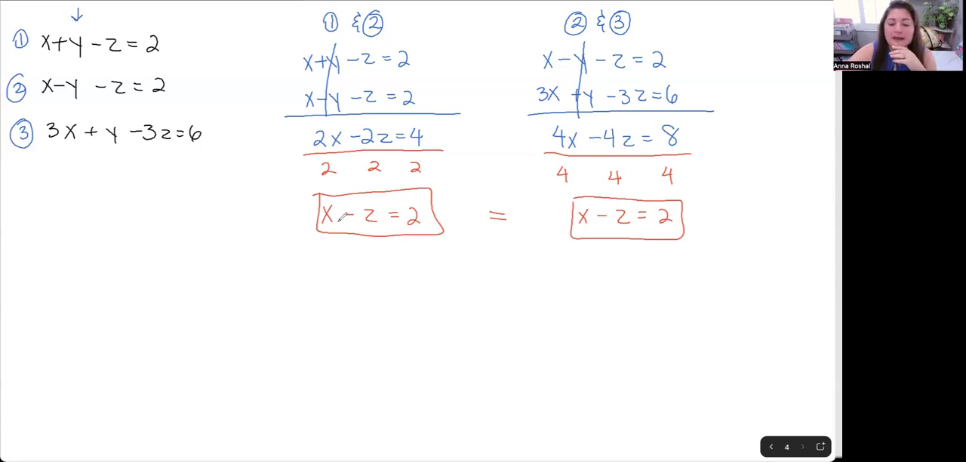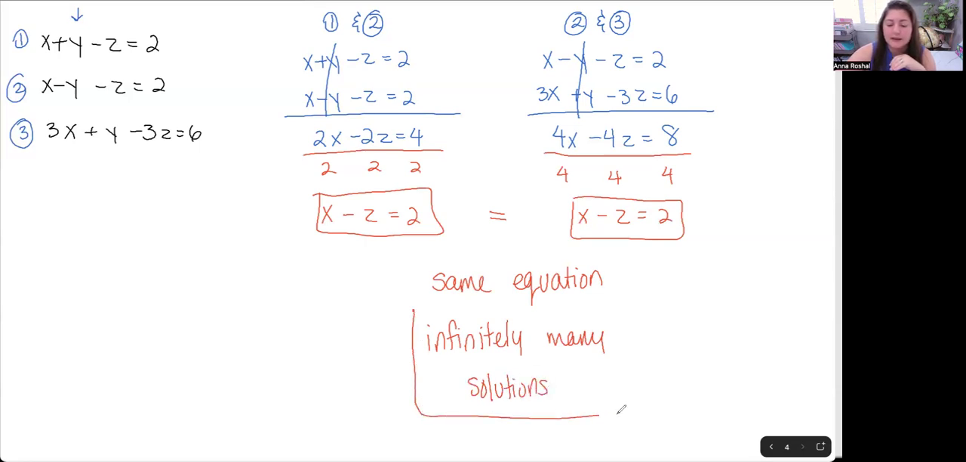So in here, I'm going to have x minus z equals 2, x minus z equals 2, because they are the same equation, okay, I am going to have what's called infinitely many solutions. Now, here's a couple of things about this.